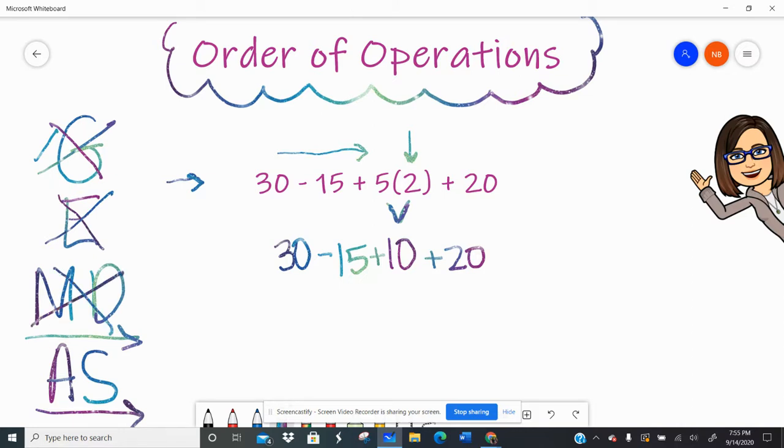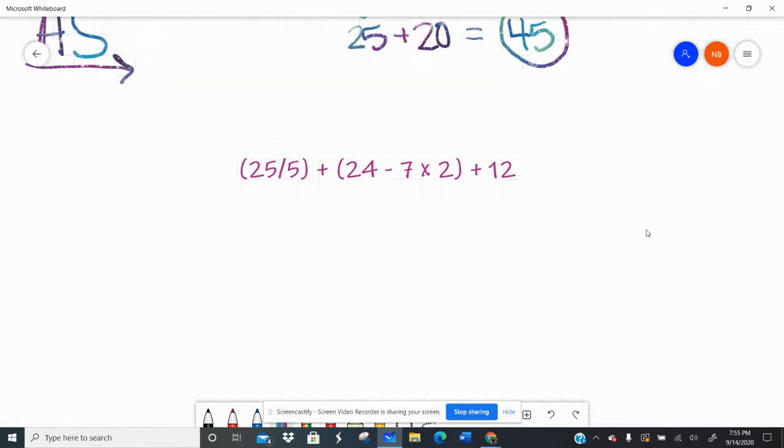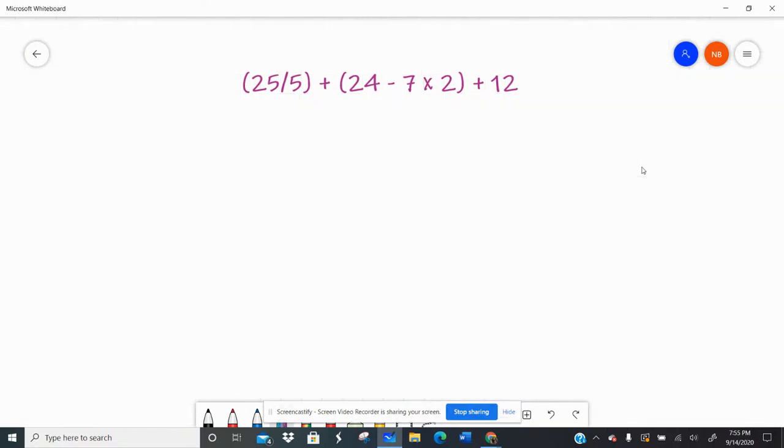So now I add and subtract from left to right. I'm going to do whatever comes to me first. So 30 minus 15 is 15, and then plus 10 plus 20. Now I do 15 plus 10 is 25, plus 20, and 25 plus 20 is 45, right? So you just do it left to right when you get down to that multiply and divide, and then add and subtract.